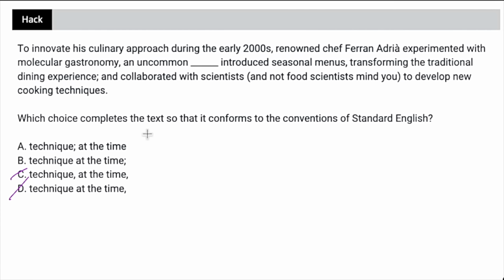So to decide between A and B, I just need to figure out where my item ends. We have this person experimented with molecular gastronomy, an uncommon technique at the time. Next item. So it's going to end here. It's going to be choice B.